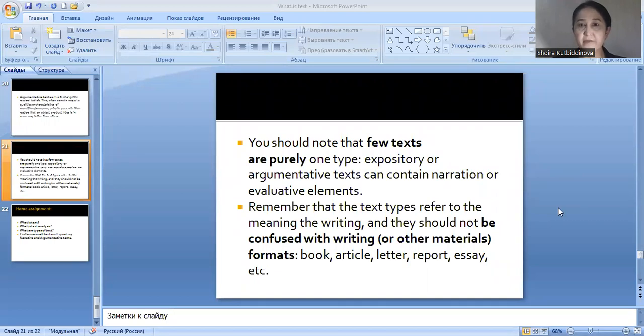You should note that few texts are purely one type. Expository or argumentative text can contain narration or evaluative elements. Remember that the text types refer to the meaning of the writing, and they should not be confused with writing formats or other materials: book, article, letter, report, essay, etc.